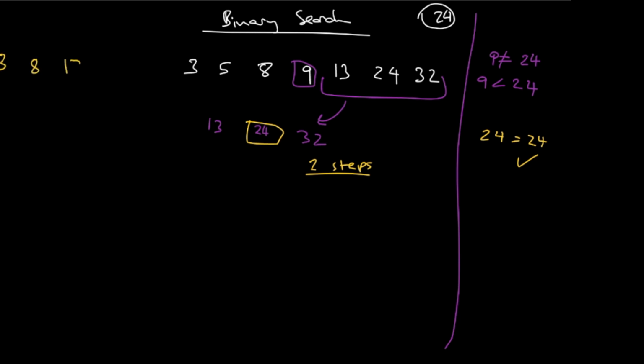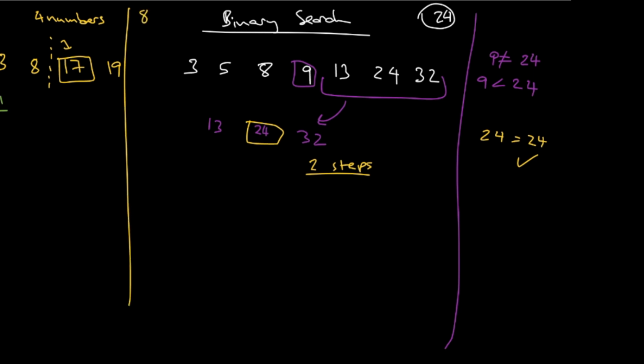3, 8, 17 and 19. As you can see, there are 4 numbers, which is an even number of numbers. Therefore, you can use the formula n plus 1 divided by 2. This means that you can find the middle and then the number at the right will be our starting number, in this case 17. Let's say we want to find number 8.